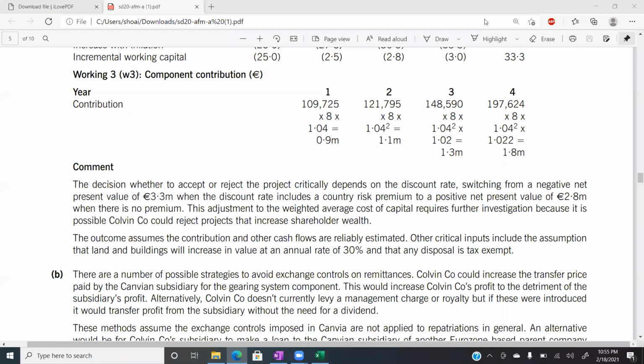Bas, that's it. The examiner has written that at 13% the answer is positive, at 16% the answer is negative. You have to do further research, further investigation into which discount rate should be used. If 16% is relevant, we shouldn't do the project. If 13% is relevant, we should do the project.